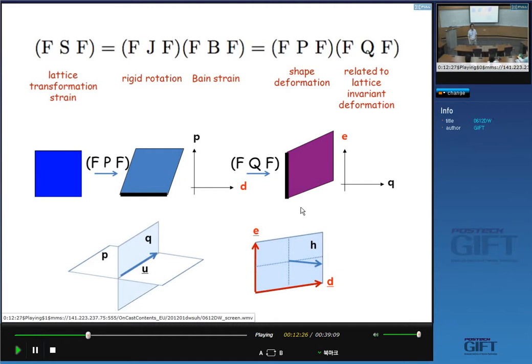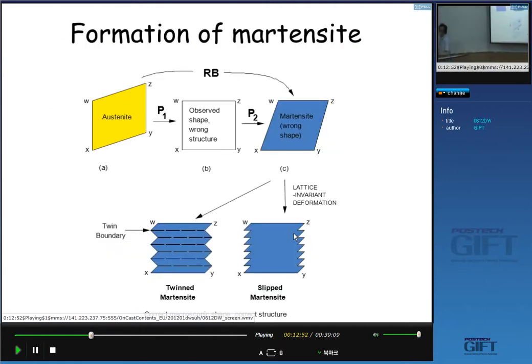So if you know the slip system... Sorry? If you know the slip system which gives the lattice invariant shear, because as I told you, lattice invariant shear is governed by twinning or slip. If we know the slip system, for example in this case, we can say the amount of P, Q. We can just describe the deformation matrix which corresponds to P2, Q.